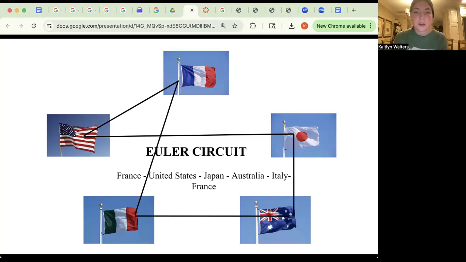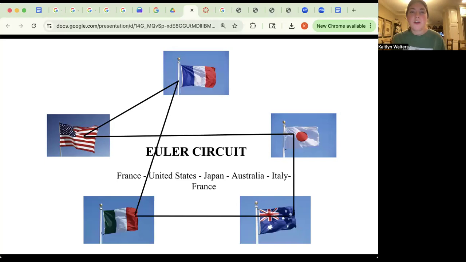We then move on to the Euler circuit. Like we said in the video before, an Euler circuit has to start and stop at the same place. Well, here we see that automatically France has 2 arrows, both of which are pointing back at them. So automatically we know it's starting and stopping at the same place.